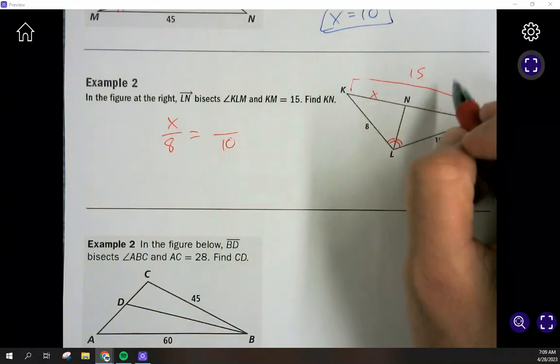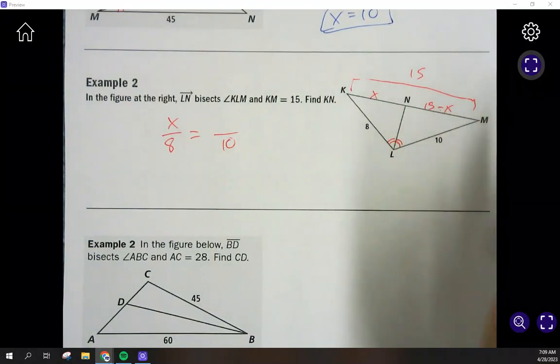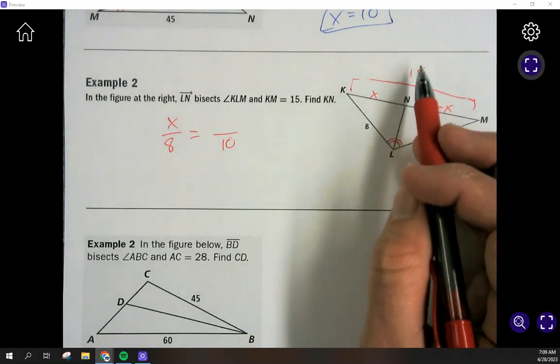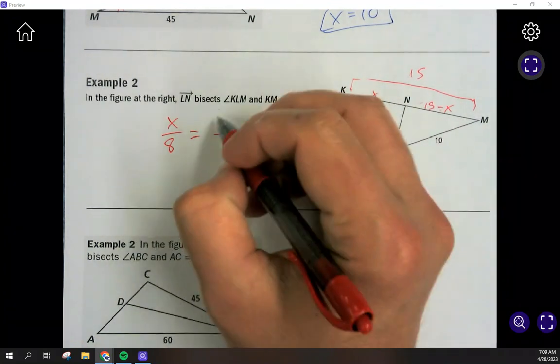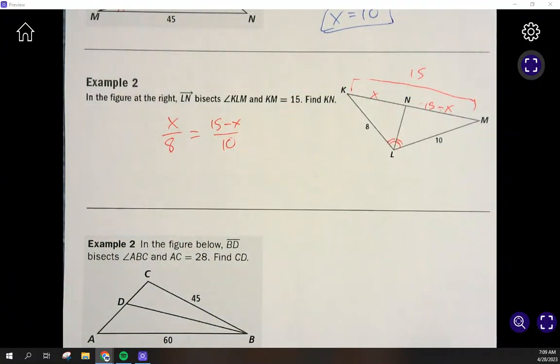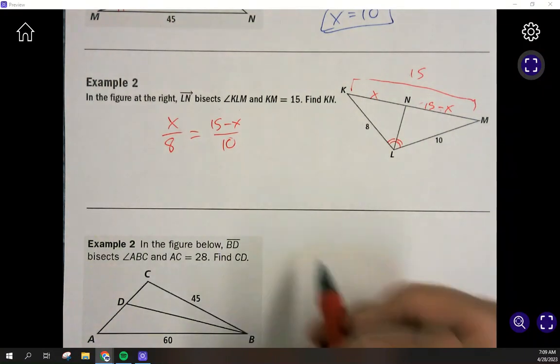So we're going to call this 15 minus x. Whatever this is, take it away from 15. That's the length here, so it's 15 minus x. Now I'm just going to go ahead and cross multiply that.